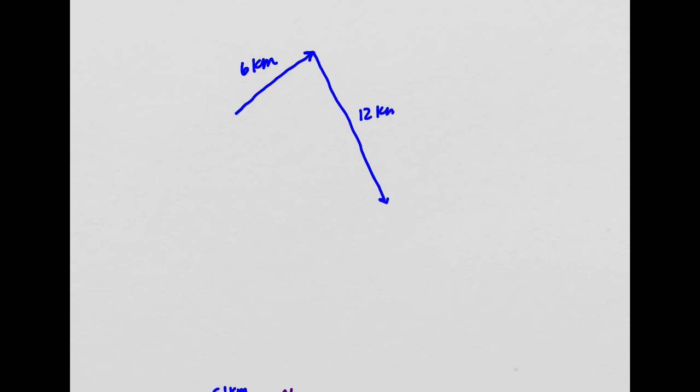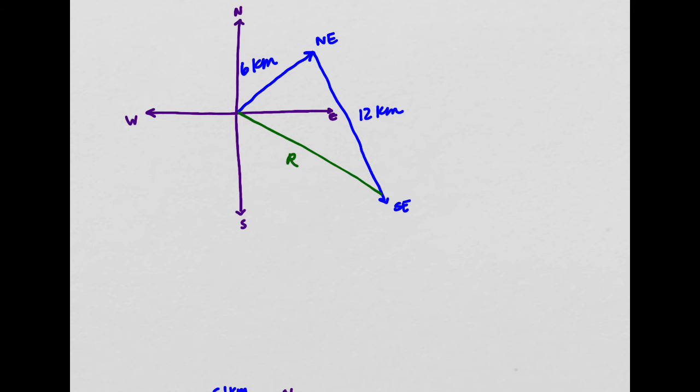So this is northeast. Let's just draw it. I'm going to draw my axis here. So we have north, east, south, and west. First she goes 6 kilometers exactly in the northeast direction. That's not 100% exact, but we're going to call that northeast. Then she walks 12 kilometers exactly in the southeast direction. What I want you to do is find the magnitude and direction of the resultant.